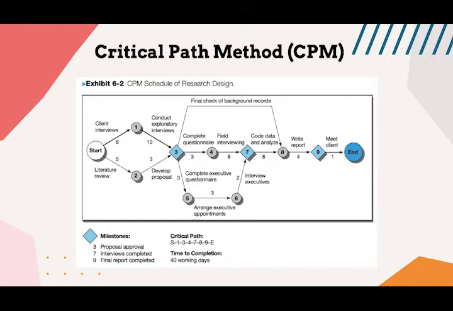Okay, so this is the critical path method, the CPM. I'm only going to talk about the critical path, which is the start, then goes to 1, 3, 4, 7, 8, 9, and the end. From the start, we have to do client interviews, and from there we conduct exploratory interviews, and then we complete the questionnaire, field interviewing, code data and analyze, which is the final check of background records. Then we have to write the report, and for the end we have to meet the client.